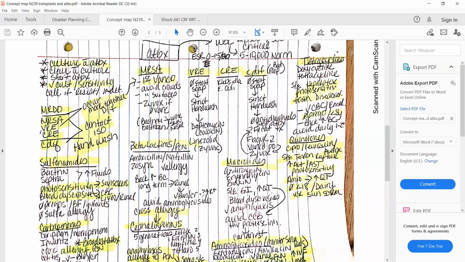Next, quinolones. Cipro, Levaquin, ciprofloxacin, levofloxacin, Avelox. Okay. Big deal. This is why I wrote this down. Side effect, tendon rupture. This is why we do not give it to anybody under the age of 18. Okay. Tendon rupture. Okay. Photosensitivity.